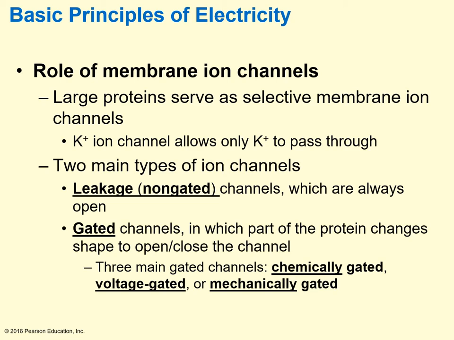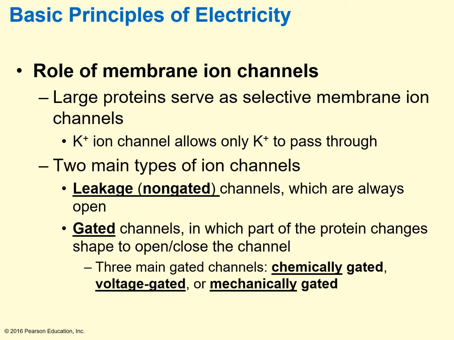Now the other type of ion channel is a gated channel, and these will open and close in response to different changes. Usually there's a shape change that triggers the opening and closing of the channel. And these also are going to be very specific for which ion can move through it. Now, what causes the protein to change shape to either open or close it? It's either chemically, voltage, or mechanically gated.